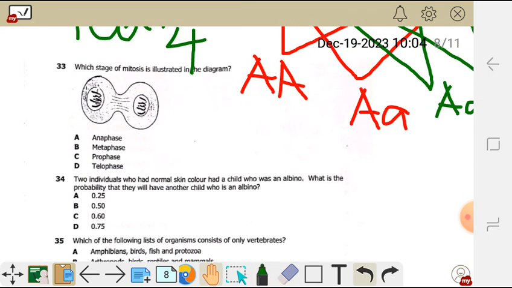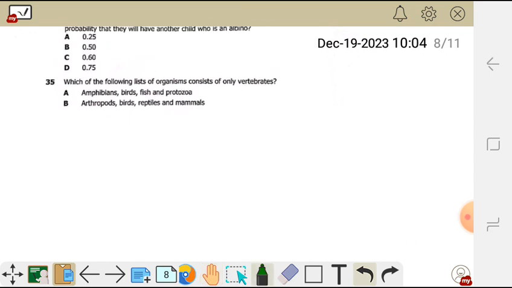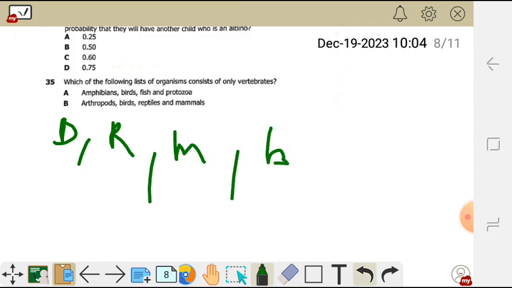Question 35. Question 35 reads, which of the following lists of organisms consists of only vertebrates? So this question is not completed, but the option for D is the correct answer. The option for D has reptiles, we have mammals there, and we also have birds. Okay, so the vertebrates are those animals which have a backbone. So reptiles, mammals, and birds have a backbone. Those are vertebrates. Okay, that is the correct answer, D.